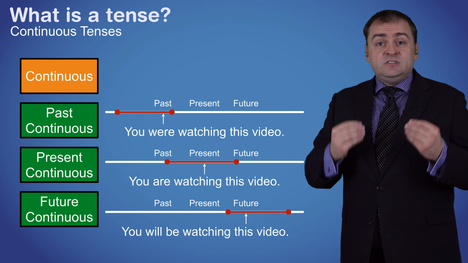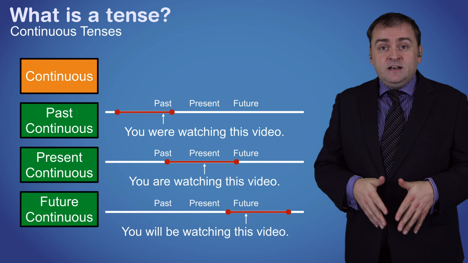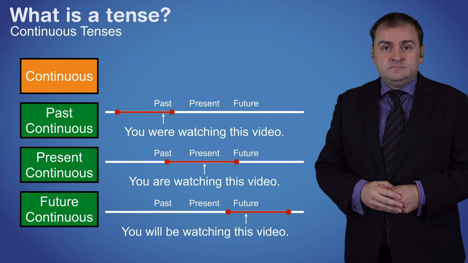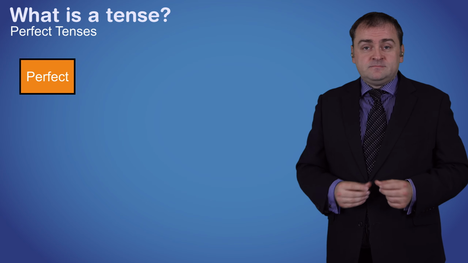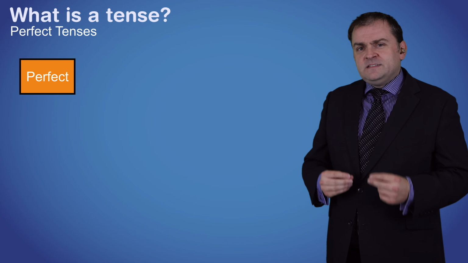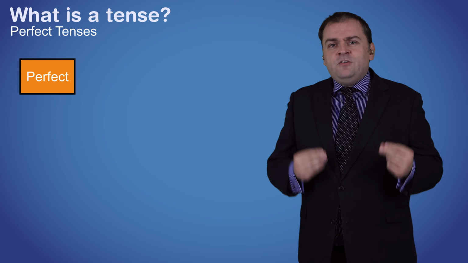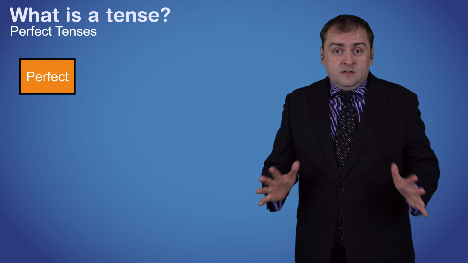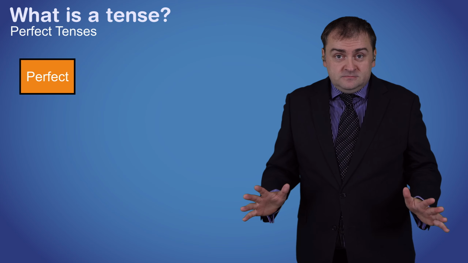So the continuous type of action tells us that the action is in the middle of happening at the time that we're talking about. Now let's look at the perfect tenses. The perfect tenses are the most difficult to explain. For now, let's keep it simple. You can think of perfect tenses as finished. The perfect type of action is an action that's finished.